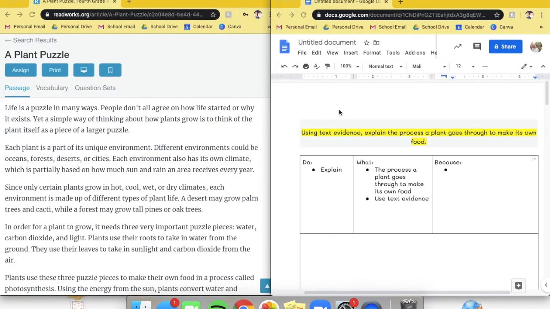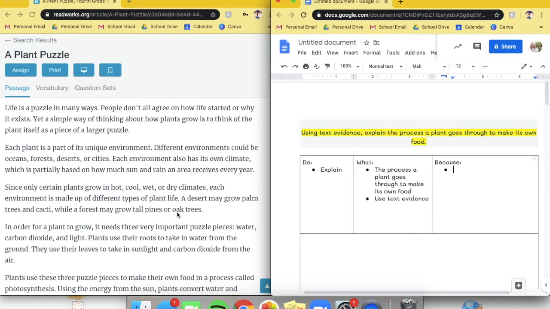All right, what I did was I split screen this so you could see the passage while I work on this side over here at the same time. It's like if you were sitting at your desk and you had your passage next to me. This way you can see both things that I'm doing. Okay, like I was saying, because is where we're going to start using our own words and actually answer our prompt. So I need to start listing bullets for how the process a plant goes through to make its own food.